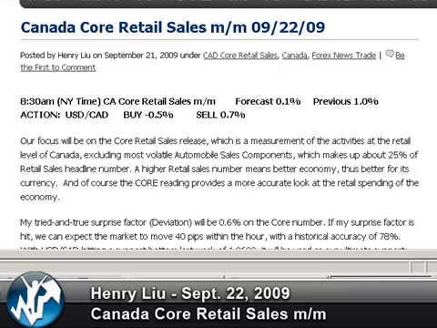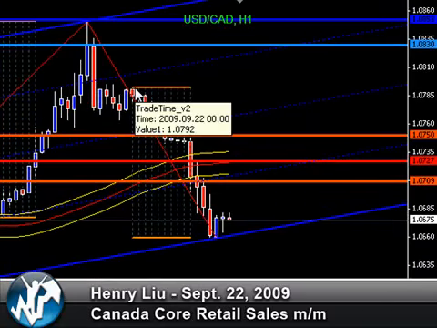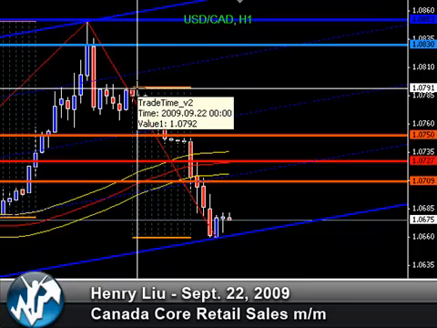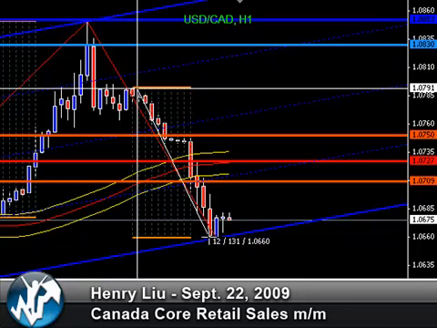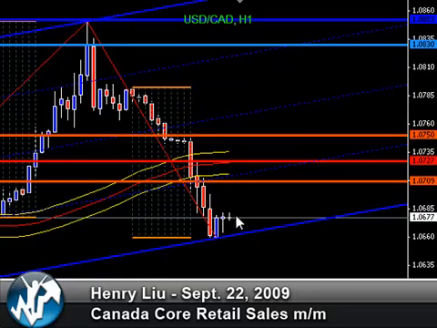Pretty straightforward. Just prior to the release, if we look at the 1 hour chart, we can see that the dollar CAD started the trading day at 107.91, almost testing the 108 handle. It went down to as low as 106.60, and right now it's just lingering at 106.76. That's about 115 pips from the start of the Asian session. So obviously there's some pricing in by the market prior to this release, as we are seeing weakness in the US dollar across the board.